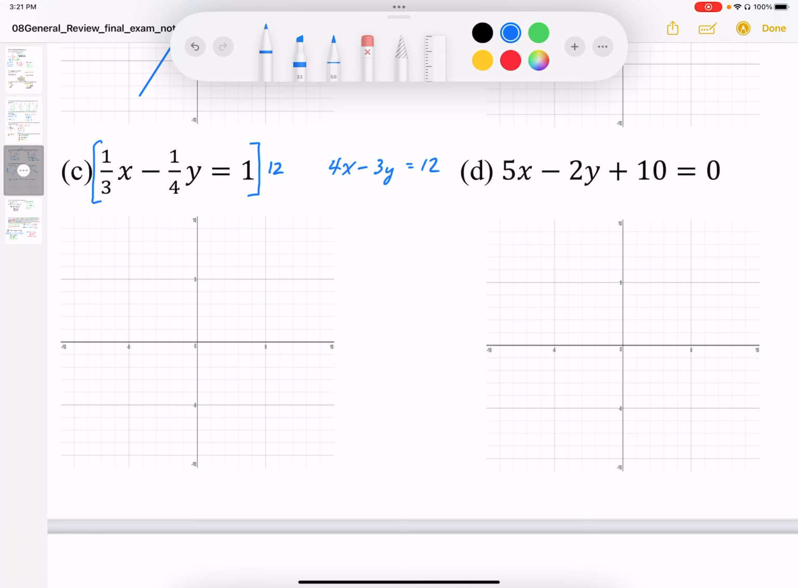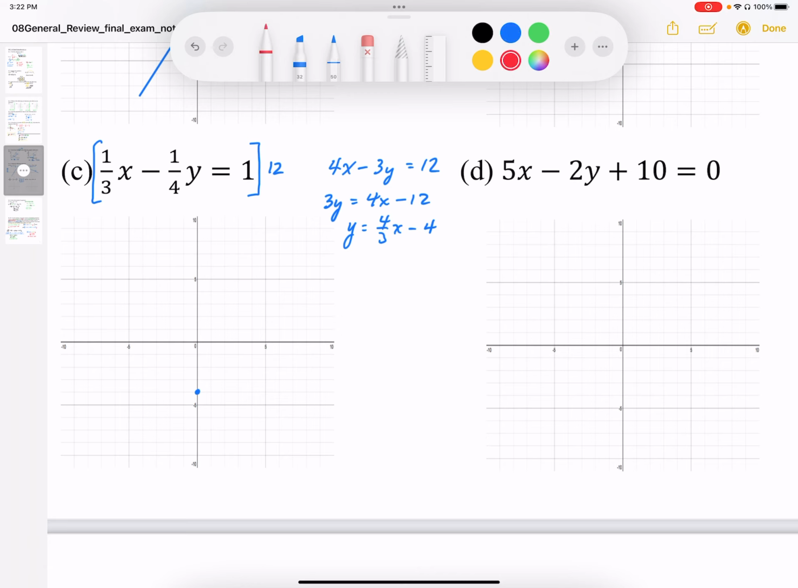We can then solve for y, so I end up with 3y is equal to 4x minus 12. Okay, and then solving for y, I'm going to end up with y equals 4 over 3 x minus 12 divided by 3, which is 4. So I have a slope of 4 over 3 and a y-intercept of negative 4. So that would be one way to do this, and I can graph it, plot my point at negative 4 and use my slope to graph this.